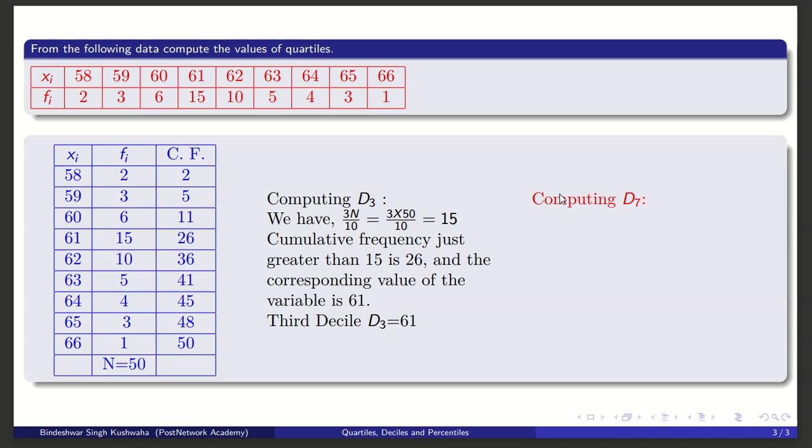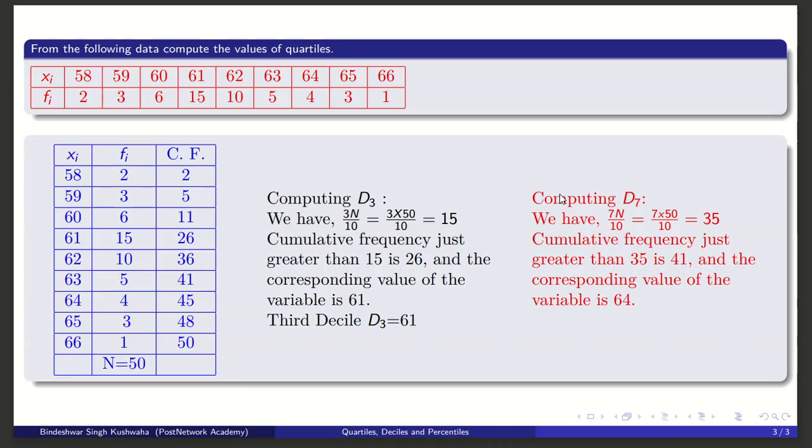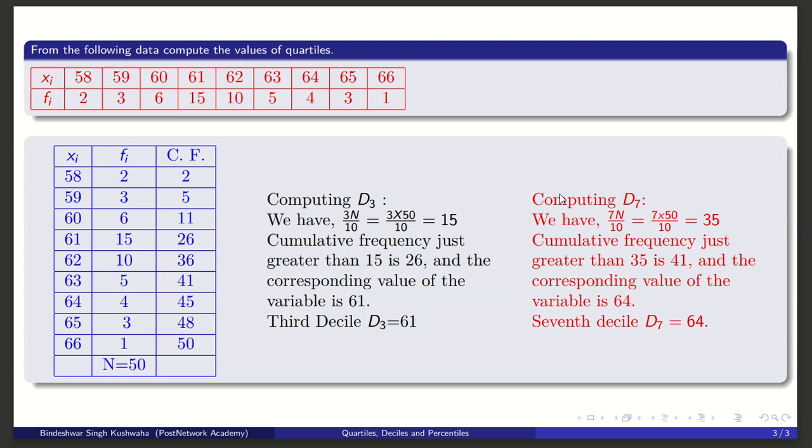Now compute D7 or seventh decile. The same way you will compute here 7n upon 10, and that is 35, and the cumulative frequency just greater than 35 is 41, and the corresponding value of the variable is 64. So the seventh decile is 64.